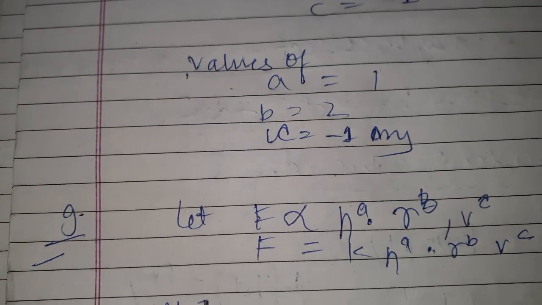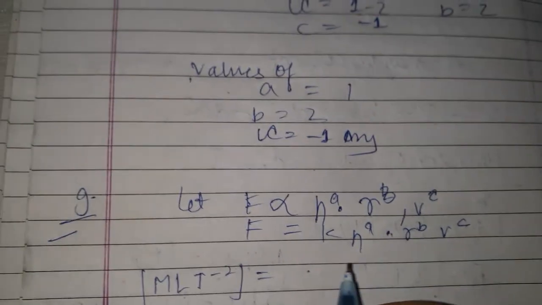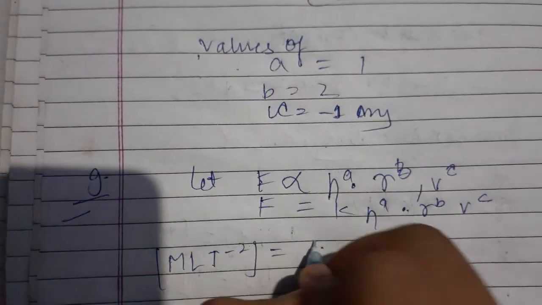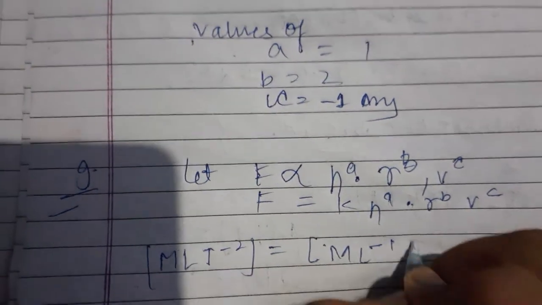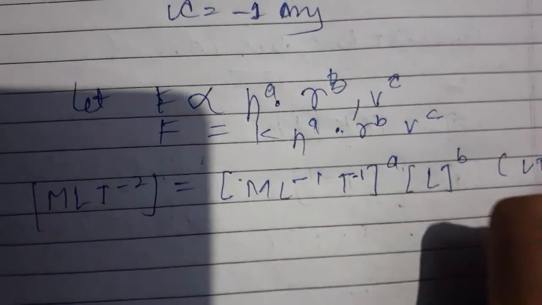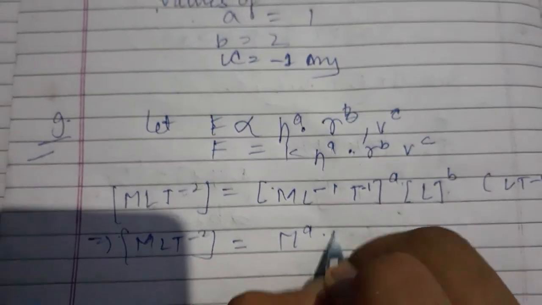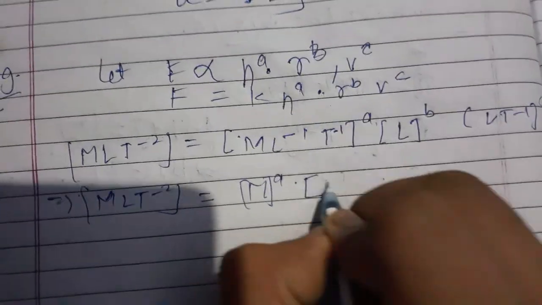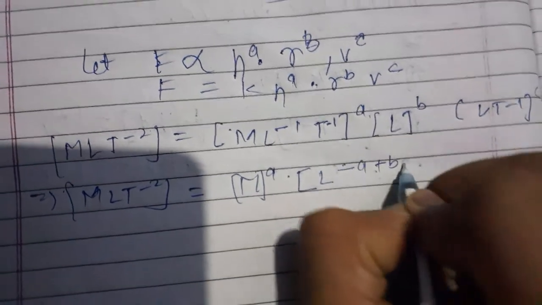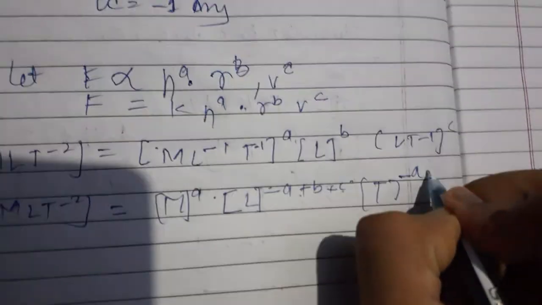MLT^-2 is the dimension of force. So we will put in the dimensions. The dimension of viscosity will be ML^-1 T^-1, and r is the radius, so length, to the power b, and velocity LT^-1 to the power c. So MLT^-2, that is mass into acceleration, equals M^a L^(-a+b+c) T^(-a-c).